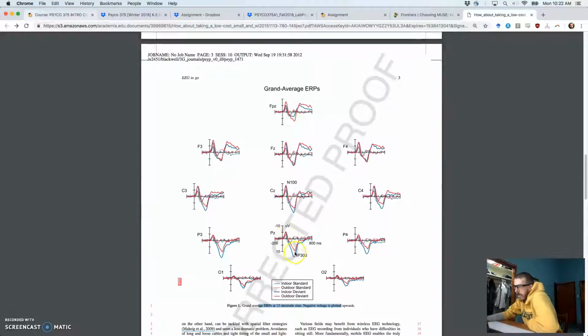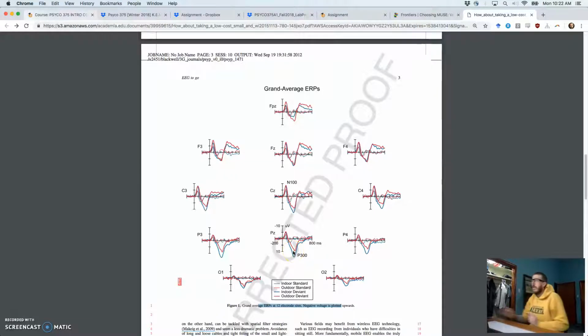And what you normally see, which we've looked at in class already, is that when you're counting something, when you're paying attention to a stimulus, you get this increased positivity around 300 milliseconds after the onset of the stimulus, which is called the P3 or the P300.